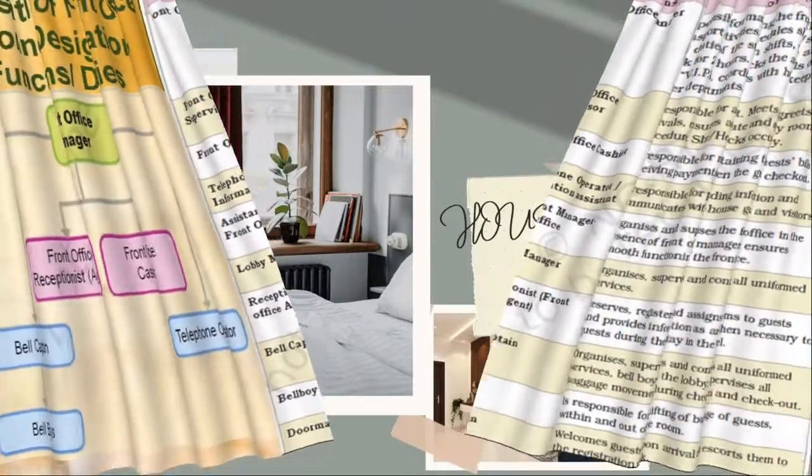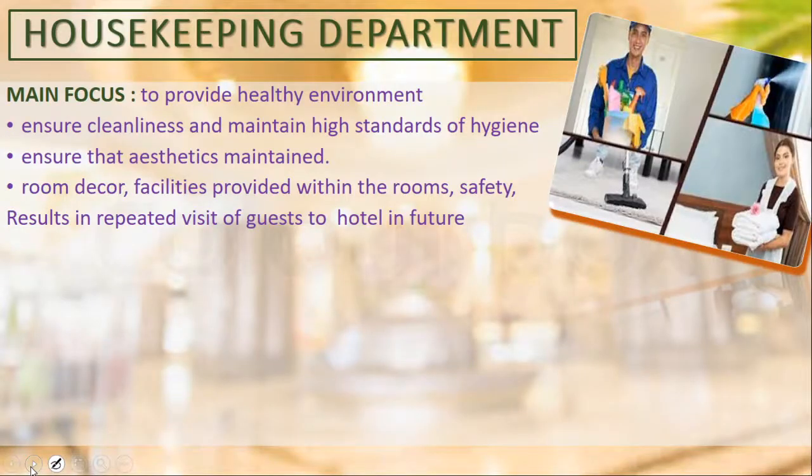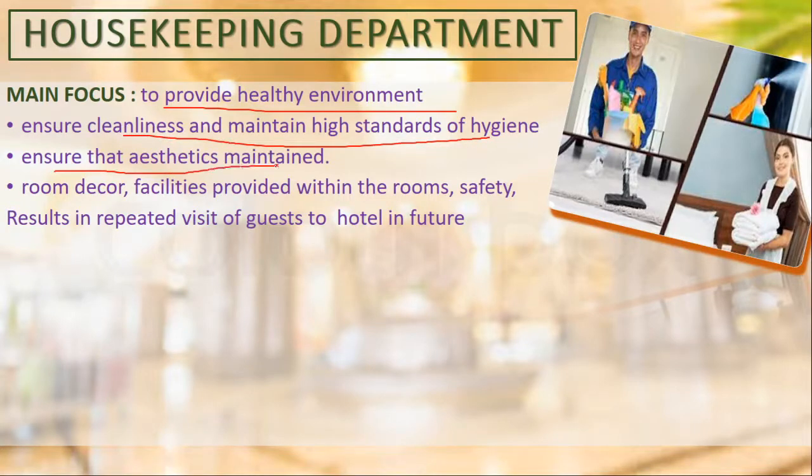Let's go over to the room. How many things do you see in the room? The furnishings, interior, lightings, plants, color combination. This is all looked after by the housekeeping, which is responsible for health and sanitization of the areas. It is a very important section of the hospitality industry. The main focus is to provide healthy environment. So these people whom you don't often pay attention to are very important to maintain the cleanliness and high standards of hygiene. They also ensure that the aesthetics are maintained.